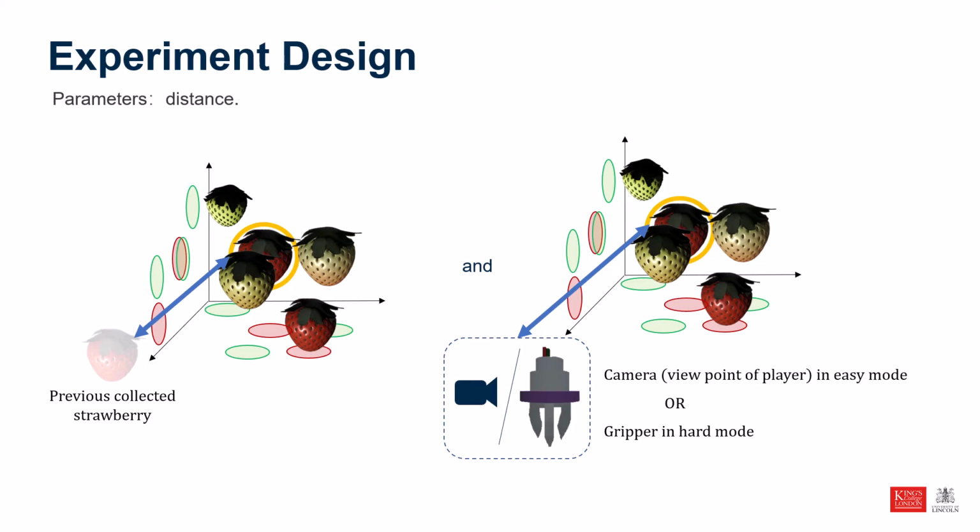Also, the location of the player for the purpose of this distance calculation is the position of the camera in easy mode and the position of the gripper in hard mode. Here is an example on the right-hand side.